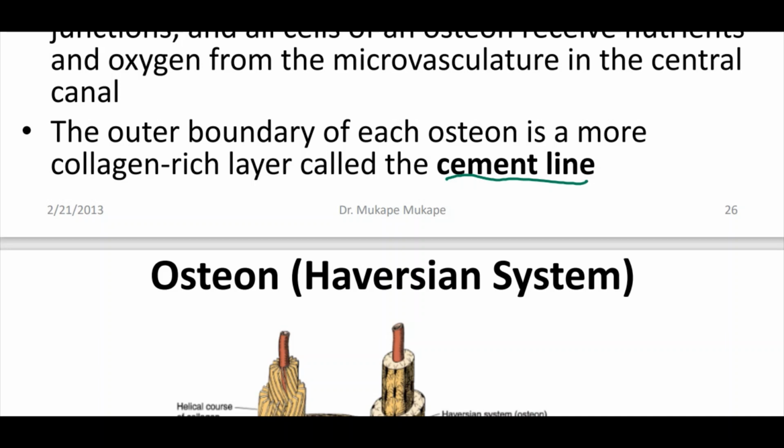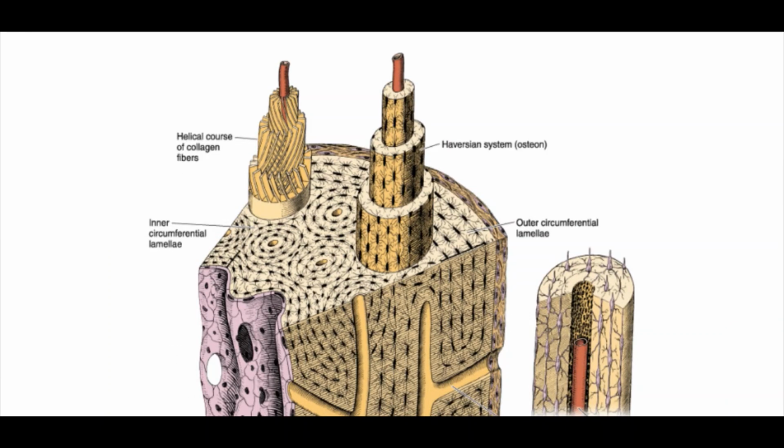Before we look at the Haversian system, the outer boundary of each osteon is a more collagen-rich layer, which is called the cement line. Rather, this is compact bone. And in the compact bone, you can see that there's a central canal here. Around the central canal, you've got these collagen fibers that are forming rings like that. And this organization is what we call an osteon, or a Haversian system. So there are a lot of Haversian systems in the compact bone.